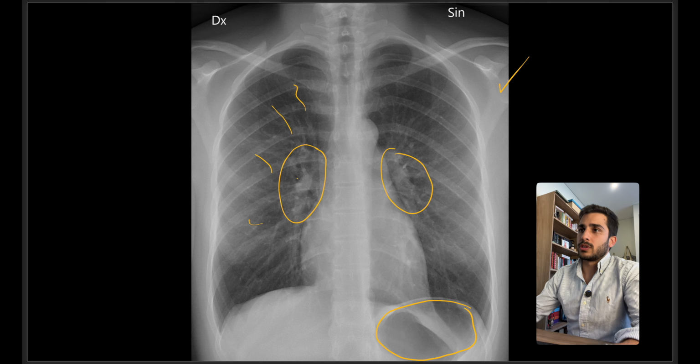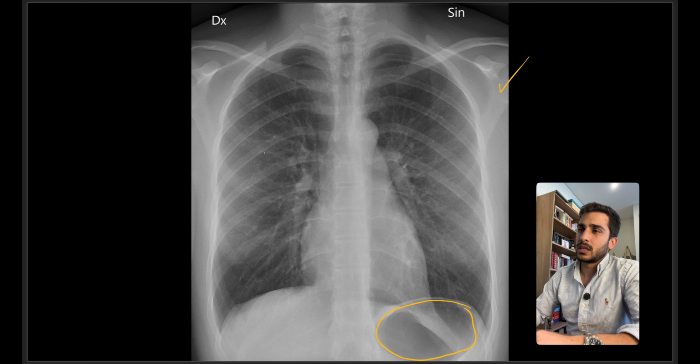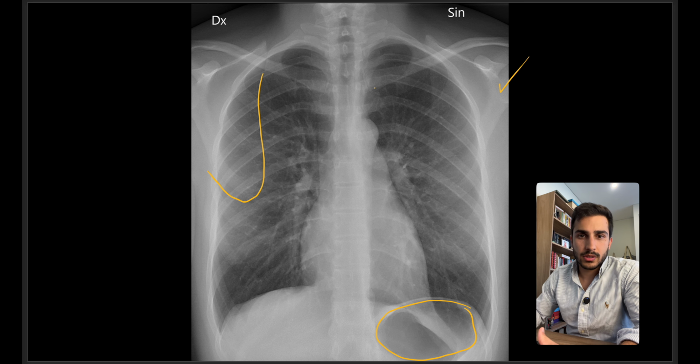So the things you would improve about this one are not really anything substantial. I would probably next time, if I had to do this, get the patient to roll their shoulders forward so the medial borders of the clavicle are out of the way. Otherwise everything else is pretty good. All right, so now let's move on to the next one.